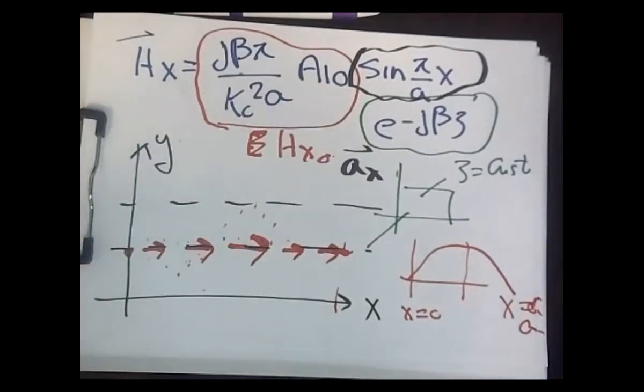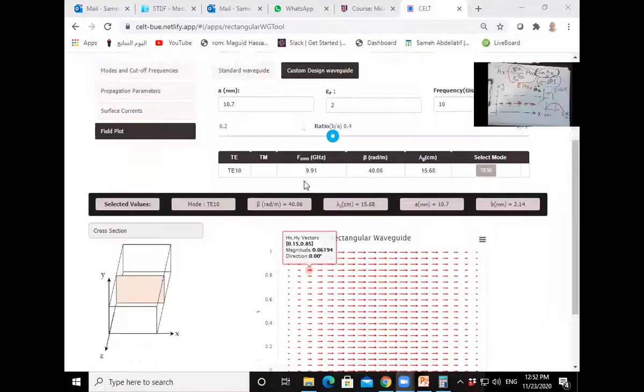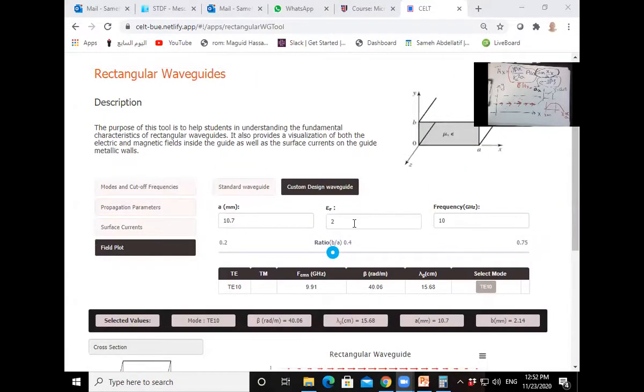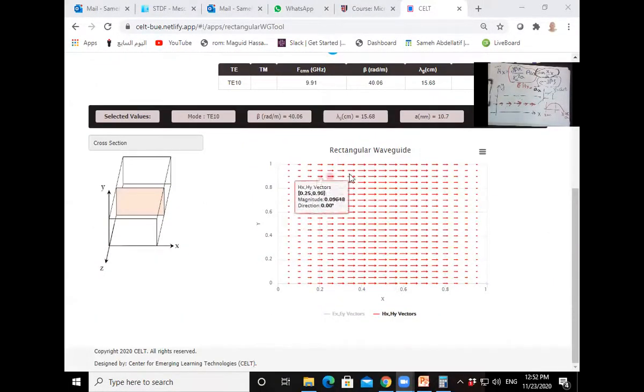Again, let me now return back to our tool. I am adjusting the same parameters, and now I'm plotting only the magnetic field. Here we have only Hx, Hy is equal to 0. That's why all arrows are directed to the right. It's directed to the right because it's positive ax. If it's a negative ax, it will be directed to the left. And this is the field we just plotted on our paper, as you can see.